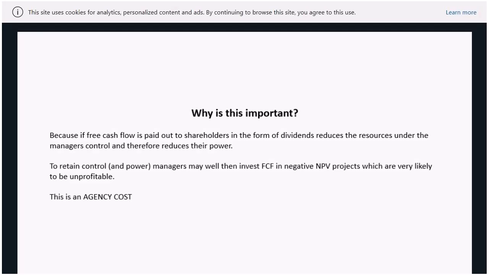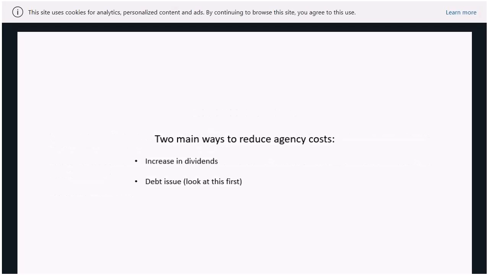And that's agency theory, and that's where the agency cost comes in, because what the managers will do is invest in any project that comes along in order to retain their control. So they may invest in negative net present value projects which don't add value to the business, and that's the agency cost. So the way the agency cost can be reduced is to increase dividends and debt issue.